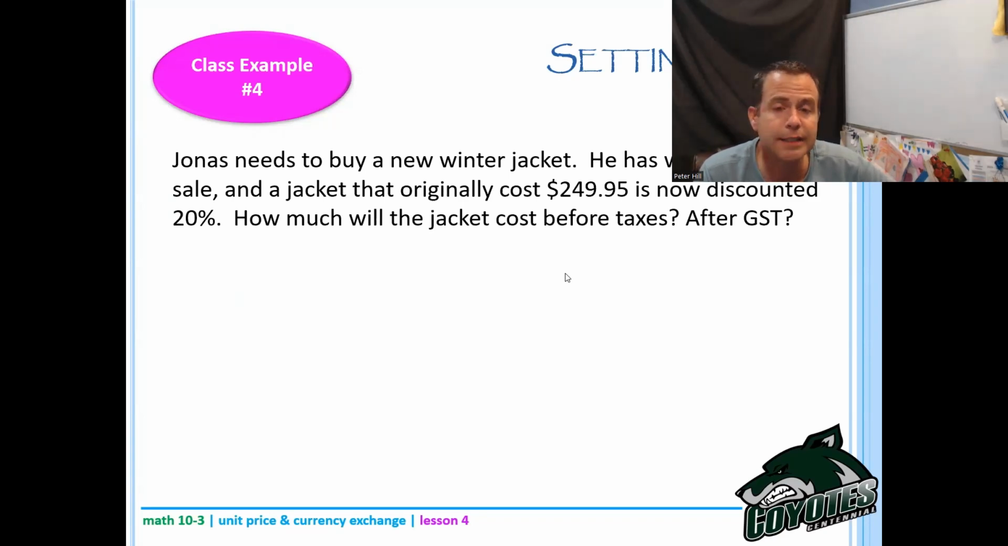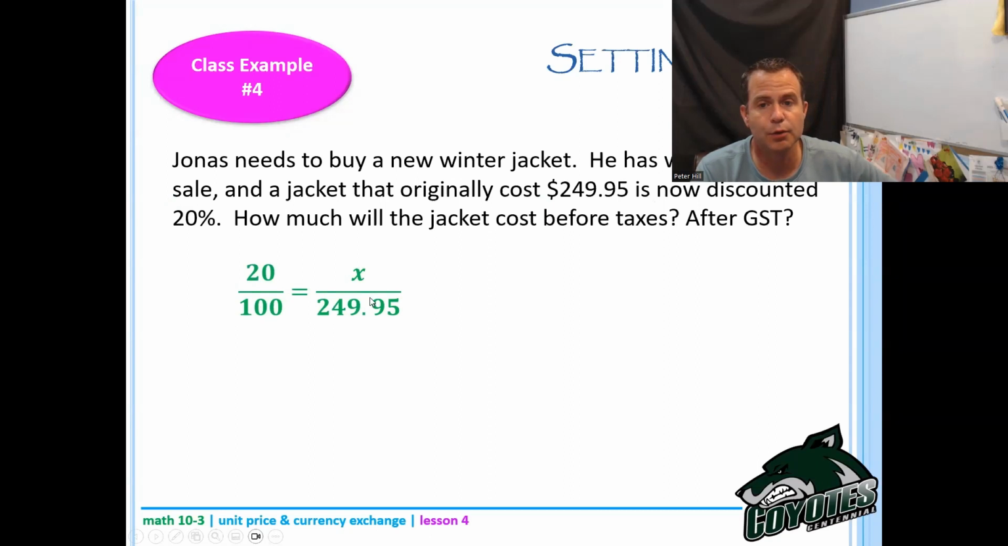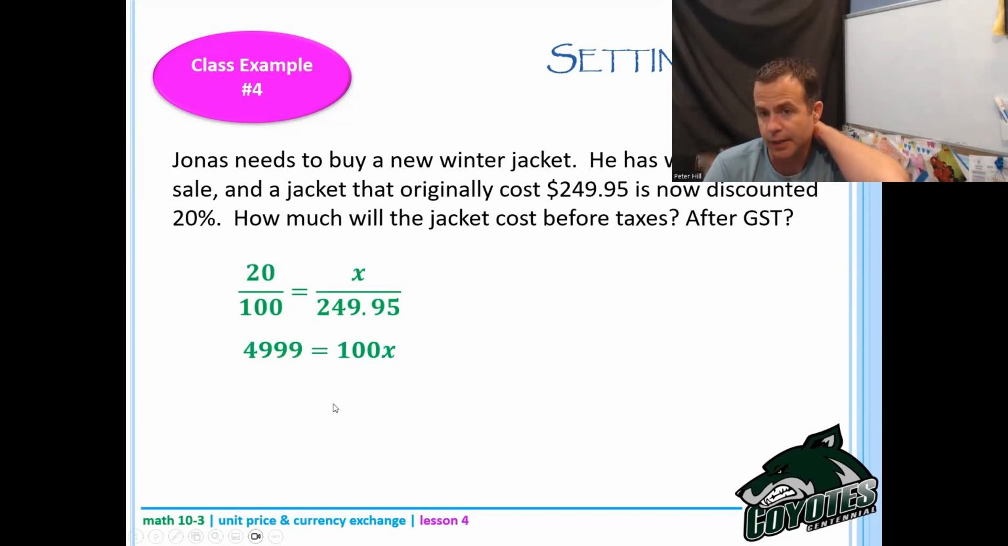Okay, so I need to figure out what 20% of 249.95 is, right? It's going to be discounted by 20%. That's 20 over 100. The original price was 249.95. So 20 over 100 equals X over 249.95. I'm going to do my cross multiplication. 100 times X is 100X, and then 20 times 249.95 is 4,999. Now I'll divide by 100 and get 49.99.